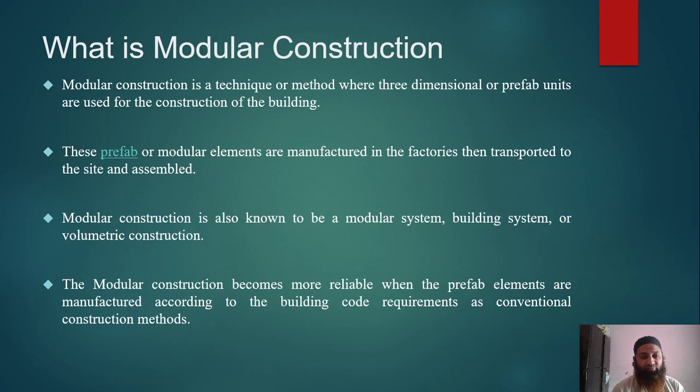You can see this. These prefabricated or modular elements are manufactured in the factories, then transported to the site and assembled. So they are prefabricated beforehand. They are not casted on site. After these elements are prefabricated, they are brought to the site and there they are assembled. Now, what are the different types of prefabricated elements? That might be a question which can arise in your mind.